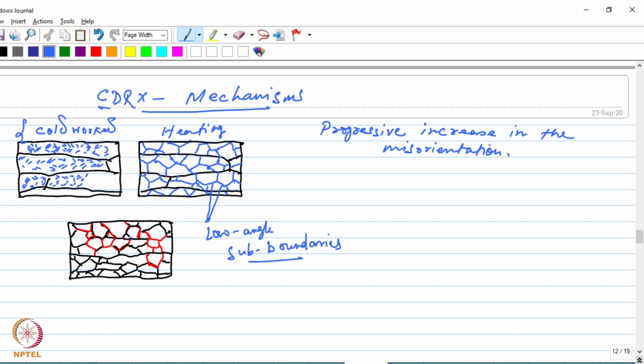So the CDRX occurs by progressive increase of the misorientation across these boundaries. Okay. So this black boundary that you see over here, the black line, that represents the high angle grain boundaries. But the boundaries which are formed by these dislocation structures, these are still low angle.